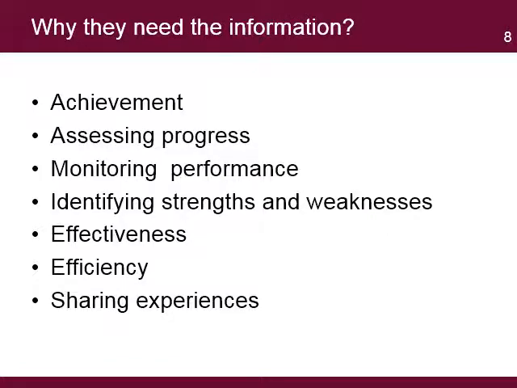Understanding why the information is needed can help ensure the information is relevant and accurate to the needs of stakeholders. This is a list of principal reasons why information is needed by project stakeholders. Achievement: what has been accomplished so far and how do we know the project is delivering results? Assessing progress: are the objectives being met? Monitoring: is the project well managed? Effectiveness: what difference has the project made? Efficiency: is the project making the best use of resources and were the costs reasonable? And sharing experiences: can the information help prevent similar mistakes or encourage positive approaches?